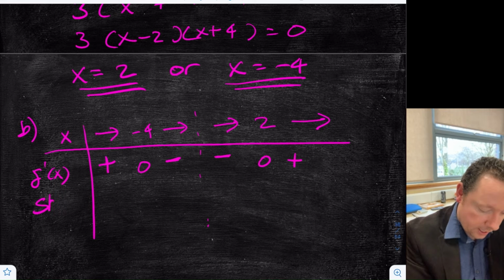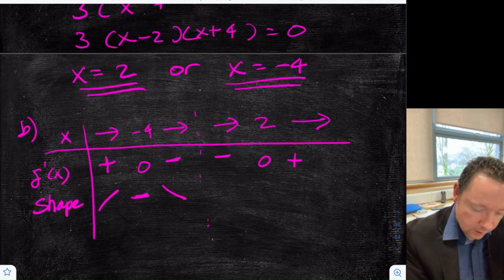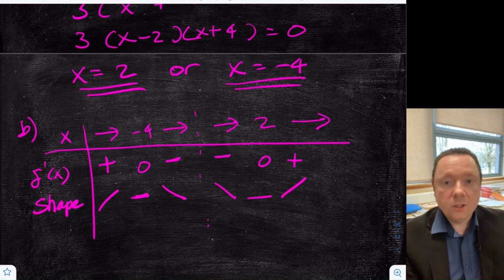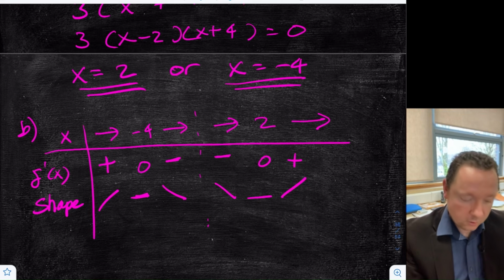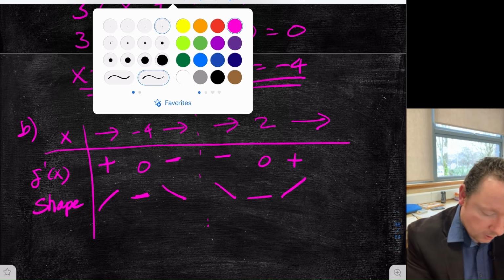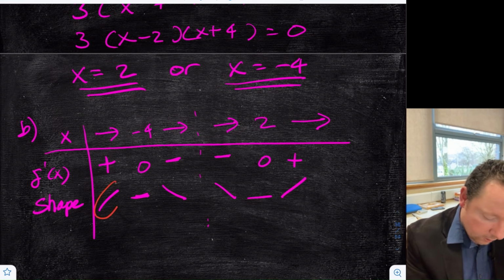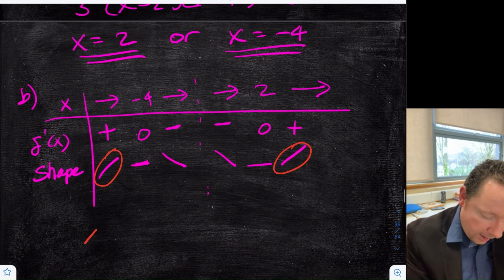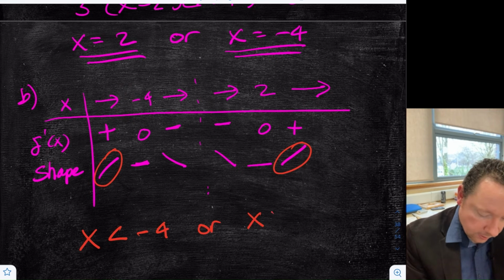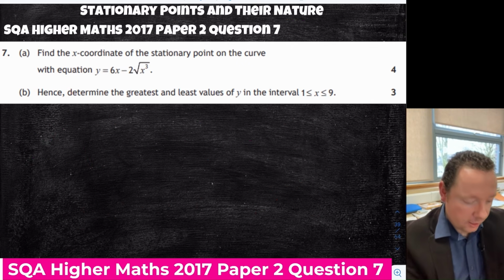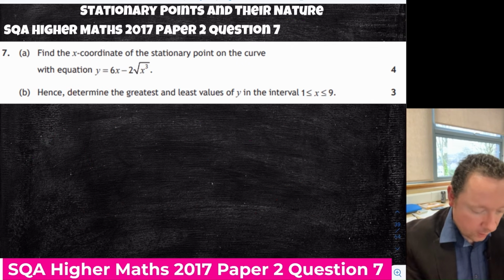So looking at our shape, we have along, then down at the first turning point, along, and then after the second turning point, up. So the range of values for which the graph is increasing is just this one here and this one here. So it happens when x is less than minus 4 or when x is greater than 2. And we're done.